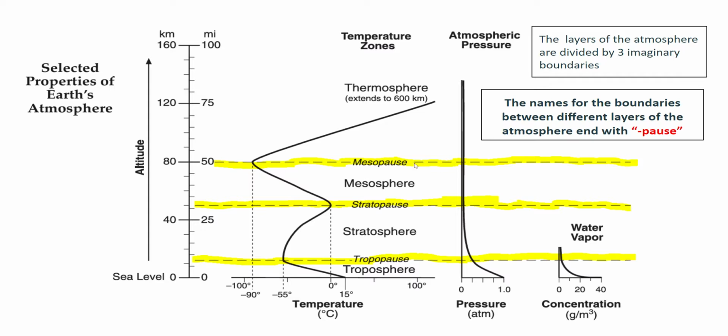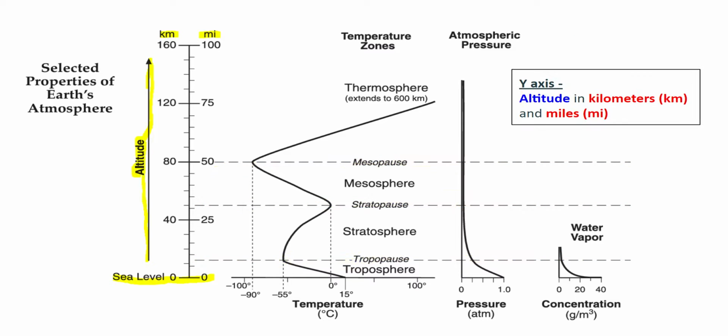Next, you're going to notice that there are some boundaries between the different layers of the atmosphere, and the boundaries between the layers end with the word pause. So, the boundary between stratosphere and troposphere is called tropopause. Stratopause is between mesosphere and stratosphere, and mesopause is between mesosphere and thermosphere. So, boundaries end with pause, and layers or temperature zones end with sphere.